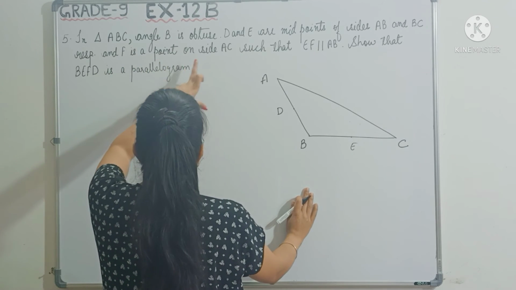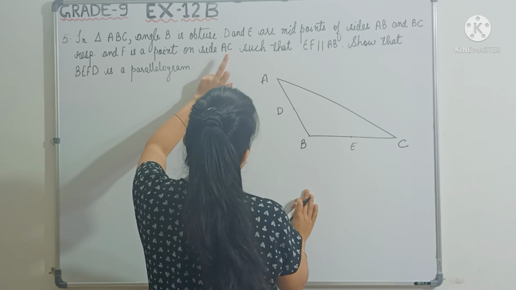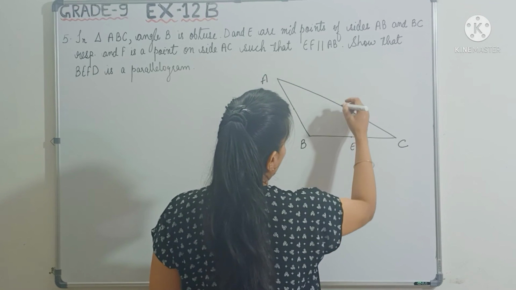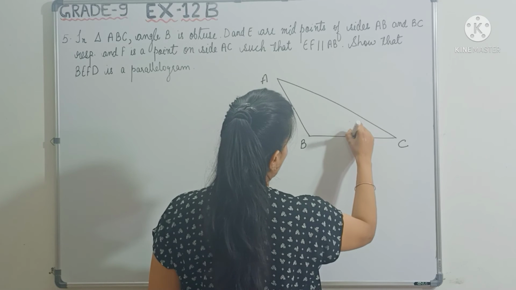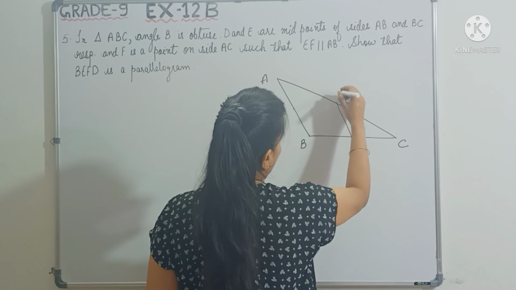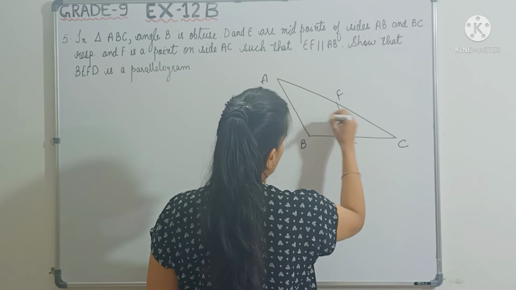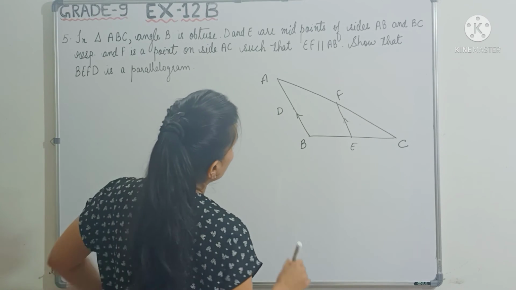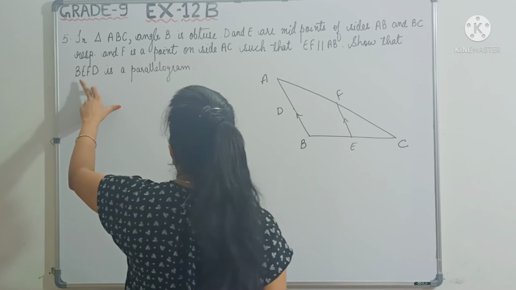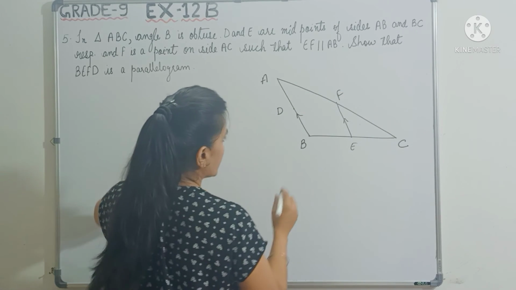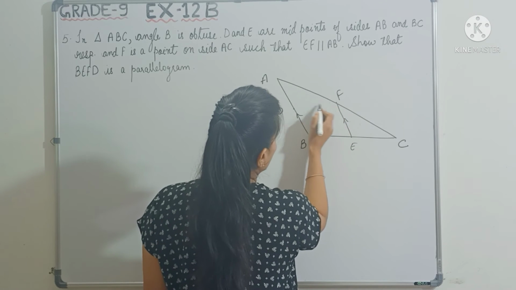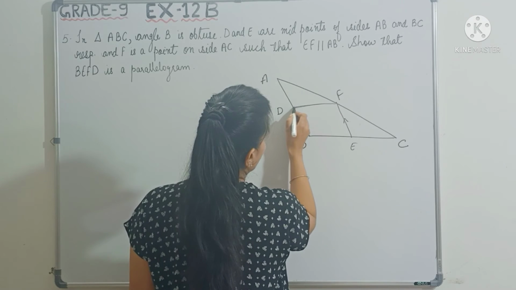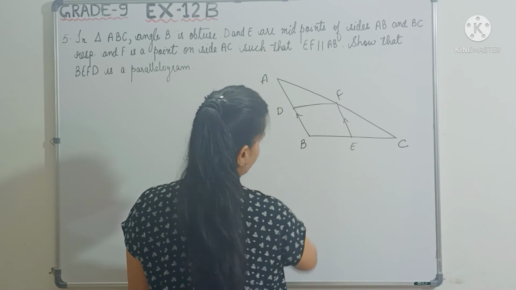And F is a point on side AC such that EF is parallel to AB. So you have to take point F in such a way that EF should be parallel to BA or AB, right? Now show that BEFD is a parallelogram. So BEFD, let's join this. You have to show that this is a parallelogram, BEFD.